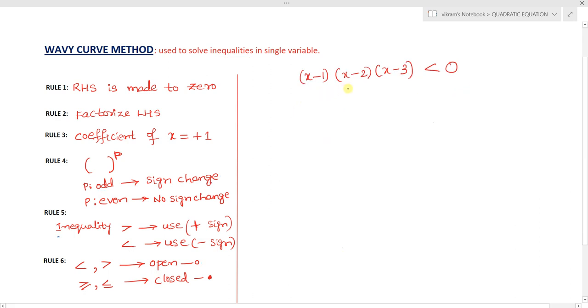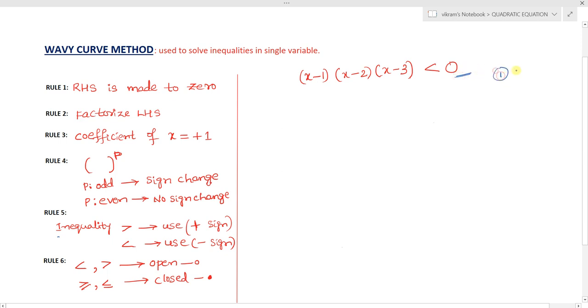The question is (x minus 1)(x minus 2)(x minus 3) less than 0. Solve this inequality and find the solution for x, the values of x which satisfy this inequality and make it a true statement. For this one we are using the wavy curve method. First thing we have to check is to make the RHS of the given inequality 0.